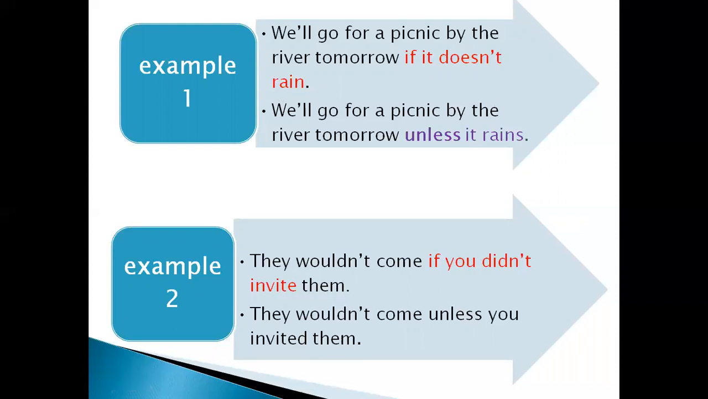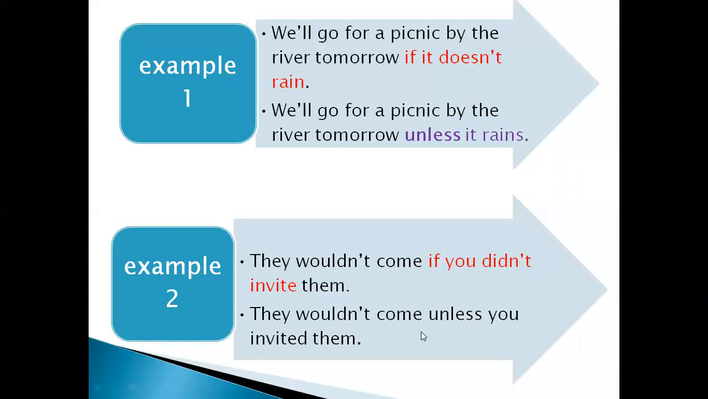Now let's move to another example. Example number 2: they wouldn't come if you didn't invite them. With if, we again use the auxiliary verb, did. We use did because it's simple past tense. Didn't invite. But look at the second one.